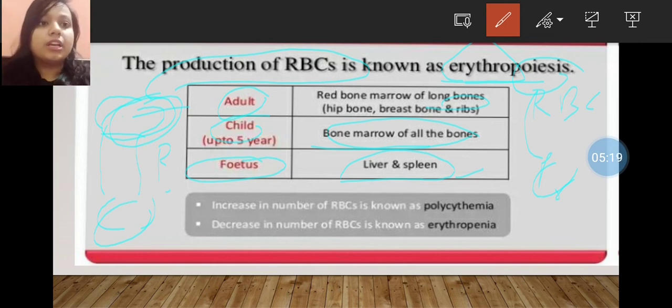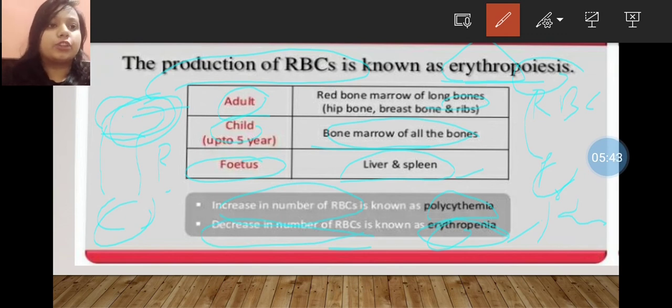Now, polycythemia. Polycythemia is a condition in which the number of RBC increases when a person comes to a high altitude. And erythropenia: penia means decrease, erythro means RBC. This condition, a decrease in the number of RBC, is called erythropenia.